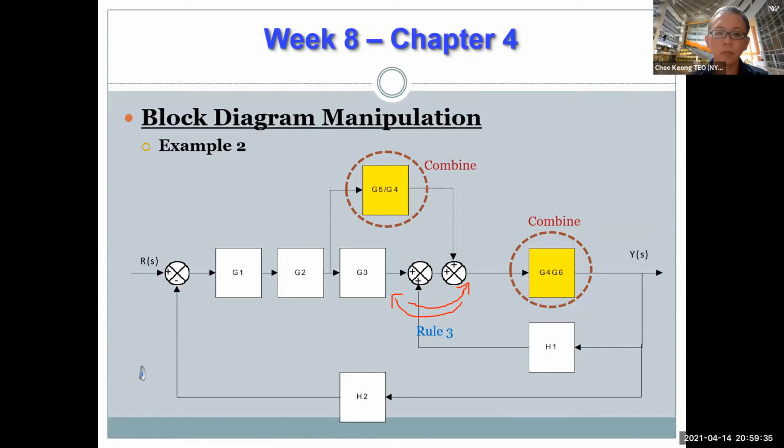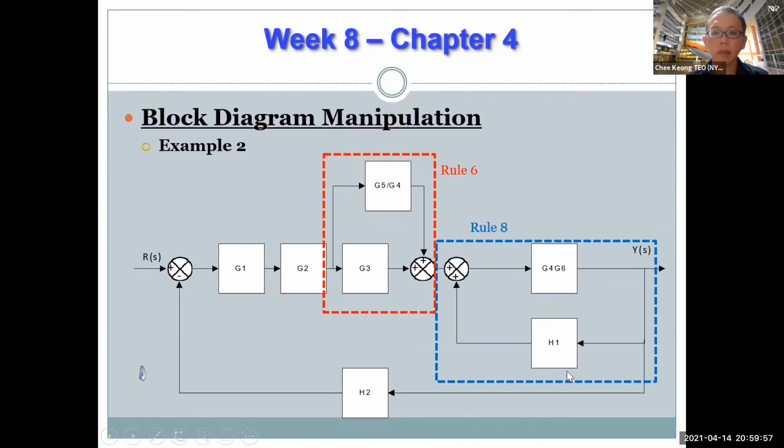To further untangle the loop, we apply rule 3 to swap the summing nodes. So basically, you combine these two and you swap this guy, and it's a negative, it is a positive feedback loop, right? And then this guy is a feed-forward loop. This guy is in a feed-forward loop. So basically, there are a lot of other things that you can combine.